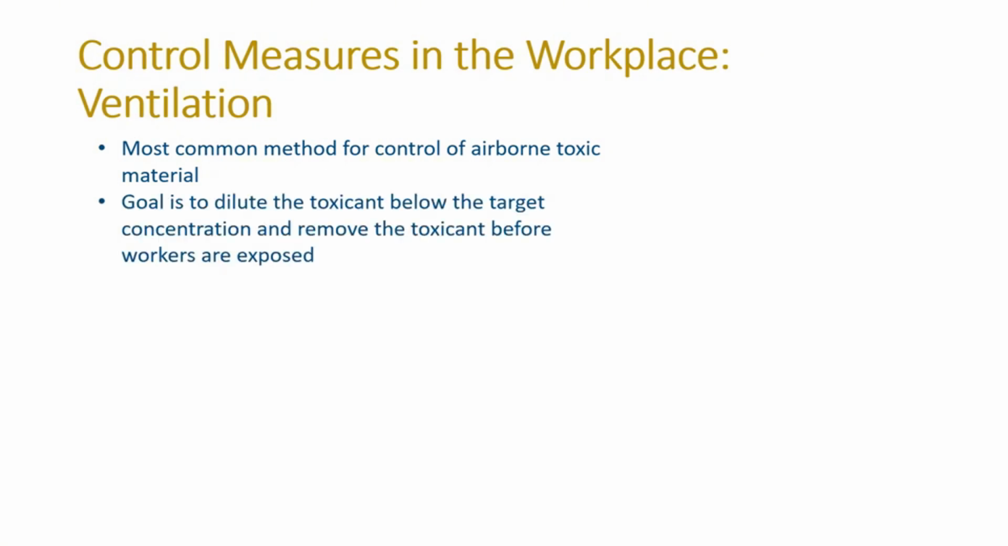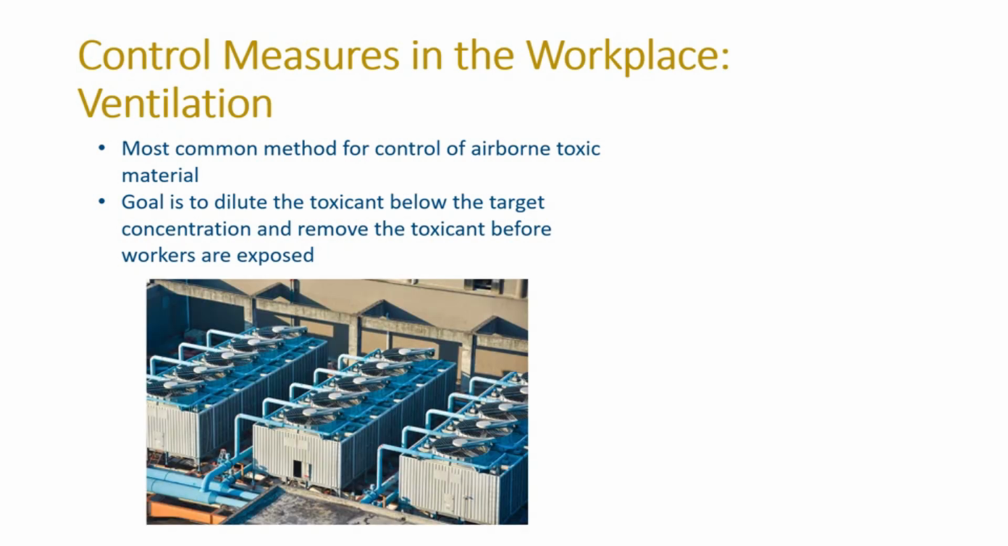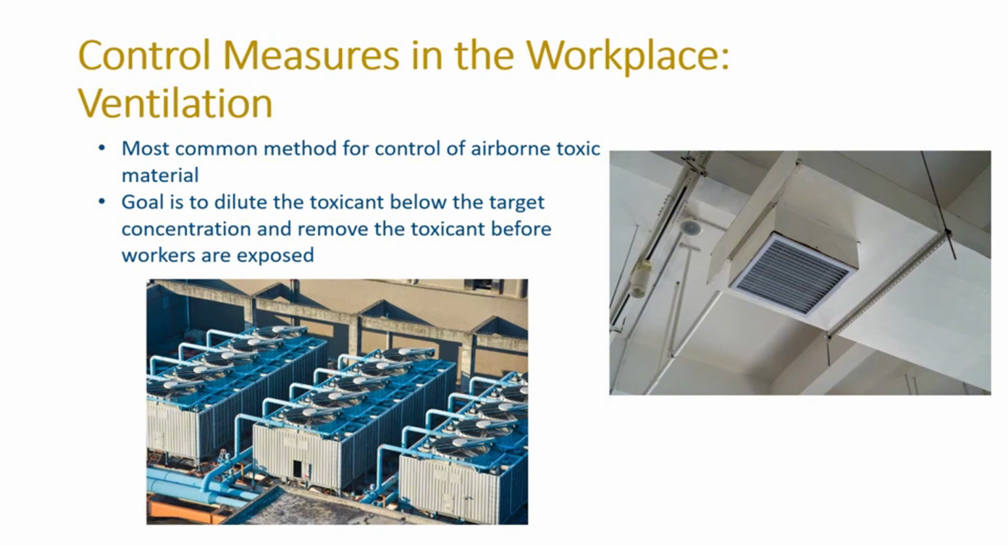If designed well, a good ventilation system will dilute a toxicant below a target concentration and remove the toxicant before the workers are exposed to hazardous levels. A ventilation system is composed of fans and vents, and the exhaust system can operate under positive pressure, where air is forced back out into the space through the exhaust, or it could operate under negative pressure, where air is taken back in to the vent and then exhausted. So for the control of concentrations of toxic or flammable materials, the exhaust system should work under negative pressure.